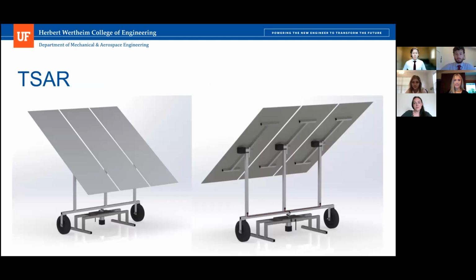This is a visual rendering of our proposed solution, the SAR. From the provided images, the front and rear side of the heliostat module can be seen.